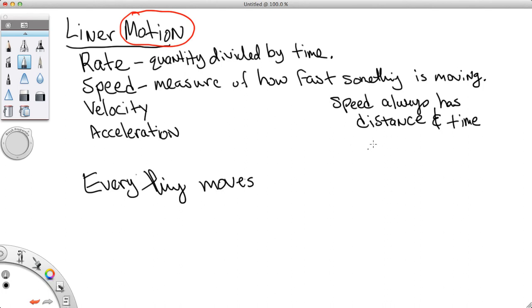For example, I'm driving down the road at 60 miles per hour. The miles is the distance, and the hours is the measure of time. We measure time in hours. We can also measure time in minutes or in seconds. Those are all measures of time.